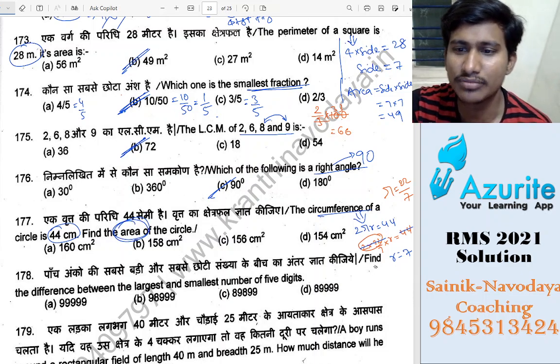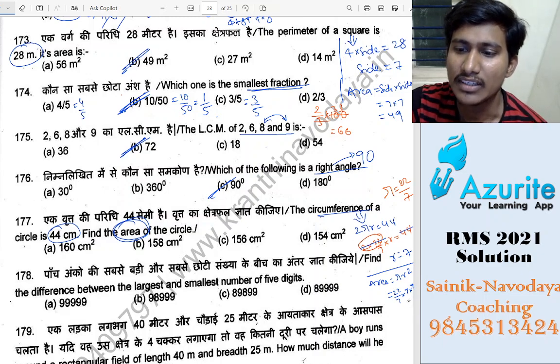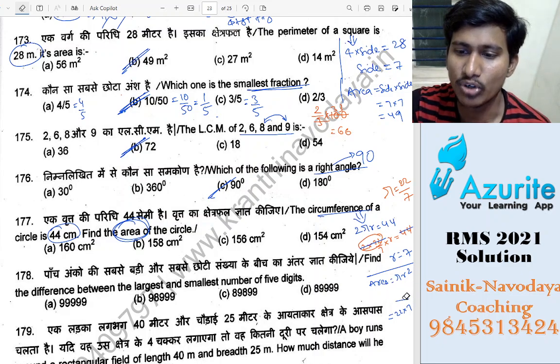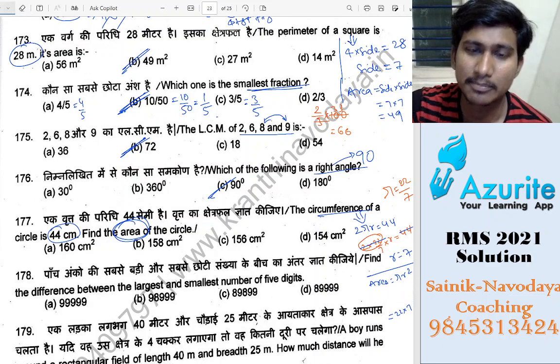How do we find the area of a circle? Area we find by pi r square. Pi means 22 by 7. r square means you have to multiply 2 times, 7 into 7. The radius is 7. 7 into 7 is 49. So 7 cancels out, 22 into 7 will be remaining. 22 into 7 means how much? 154.